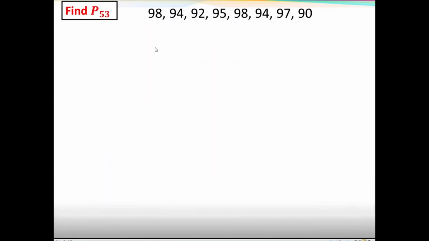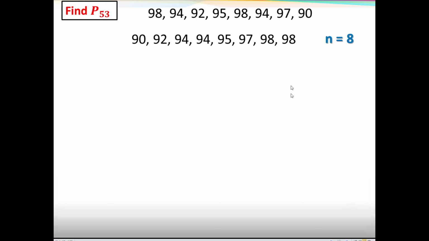Next, let's find P sub 53 using the general method again. First step, arrange the data in ascending order. Nakaayos na po siya in ascending order. Next, count the number of entries. Ilan po sila lahat? Pag binilang, 8 sila. We are looking for P sub 53. Therefore, we will use the formula P sub k equals k times n over 100. In this example, ang k naman natin ay papalitan natin ng 53. Yung n, ganun pa rin, which is equal to 8.